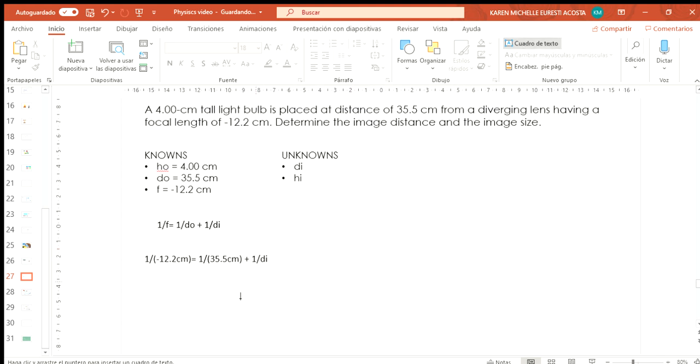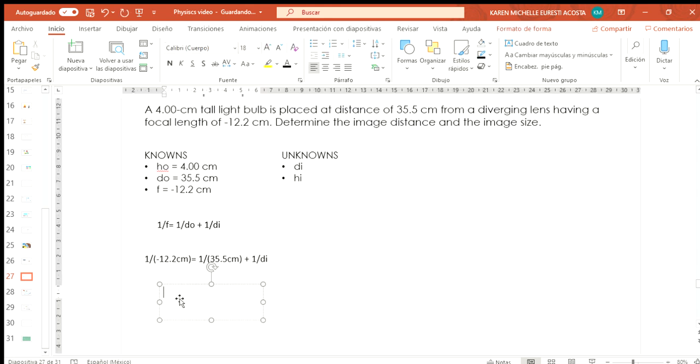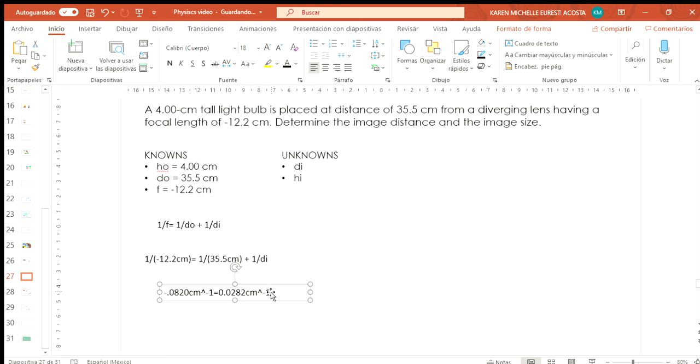So we do the operation on each of the sides, that is 1 divided by 12.2, and that is equal to minus 0.0820 centimeters to the -1, and that is equal to the division of 1 over 35.5, that is 0.0282 centimeters to the -1, and then plus 1 over di.